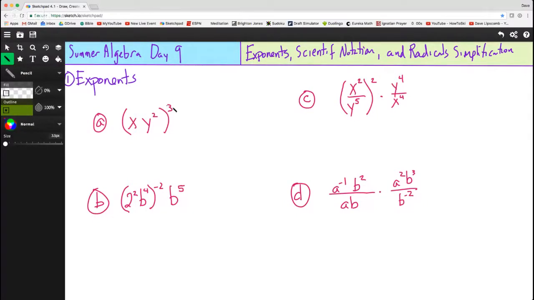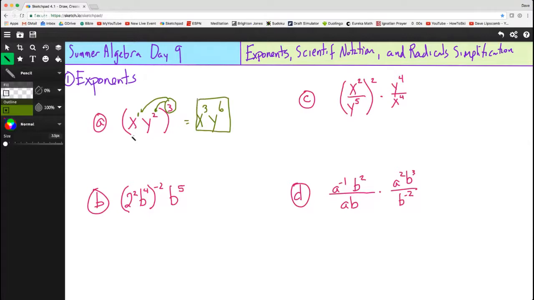These are more complicated. So this is the power of power rules along with the power of products rule. So remember how that works. We take this exponent here and we multiply it by each exponent on the inside. And this has a hidden exponent of 1. So we get x cubed y to the 6th.